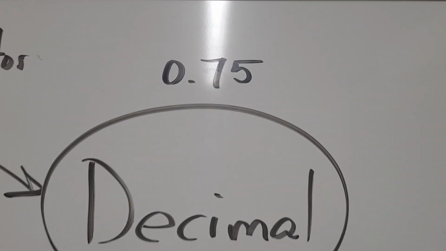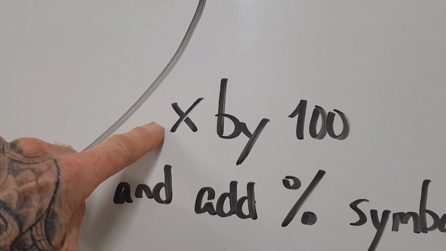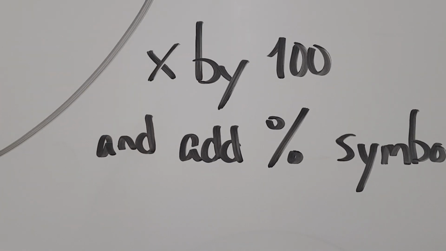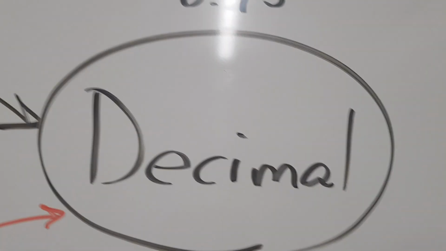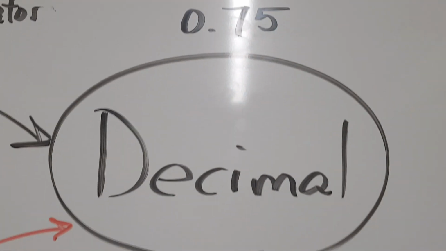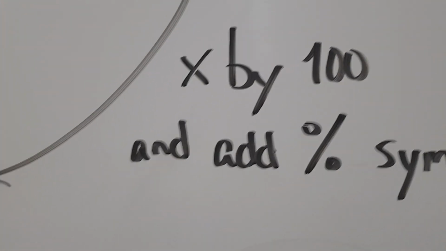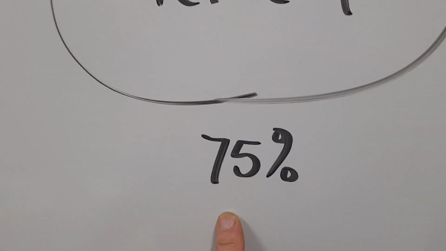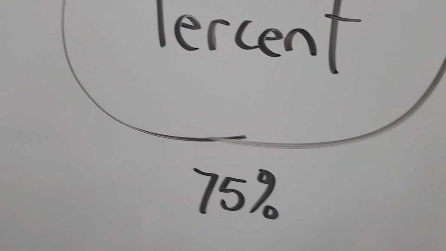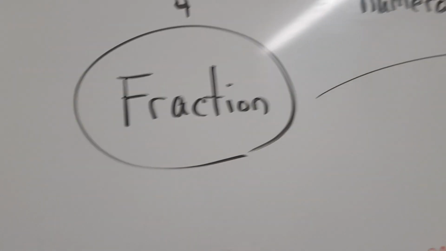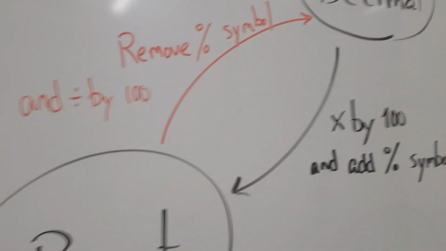Next, if you want to change the decimal into a percent, what you're going to do is take that decimal, 0.75, you're going to times by 100 and add the percent symbol. So when you take 0.75 in your calculator and you times it by 100, you get 75, and you add the percent symbol. So that's how you change a fraction to a decimal to a percent.